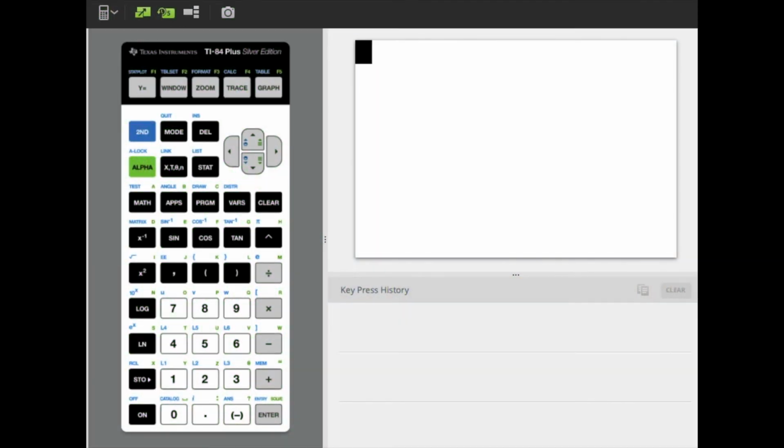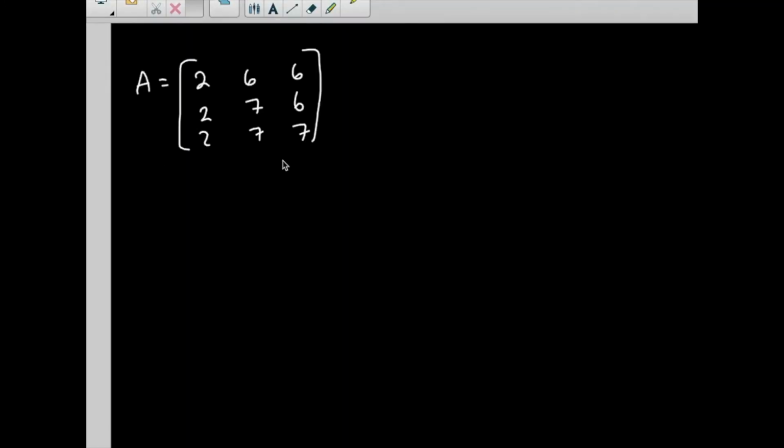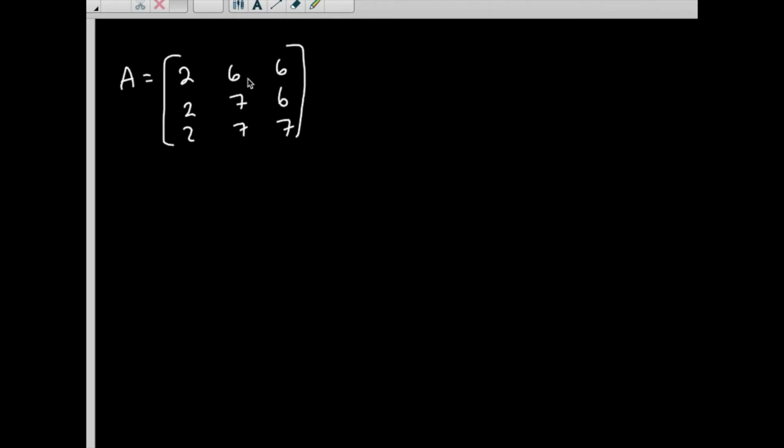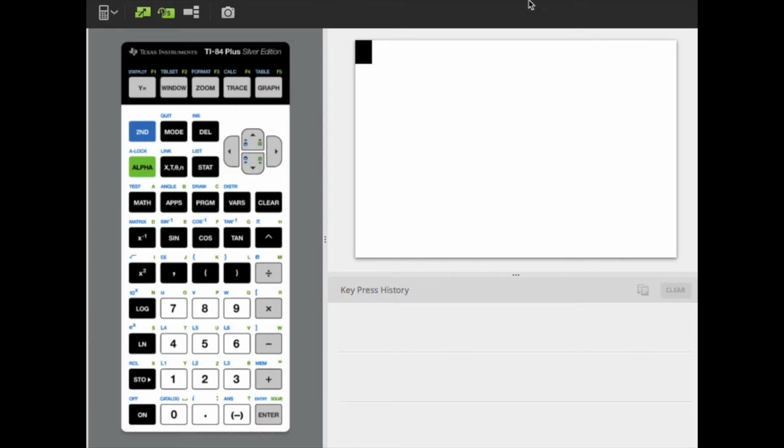So we're going to find the inverse of a matrix using a TI-83, TI-84 Plus. They're all the same kind of thing. We're going to find the inverse of this 3 by 3 matrix A, and we'll use the calculator to do it. So this is my 3 by 3 matrix that I'm going to use. This is the calculator. It's a TI-84 Plus.